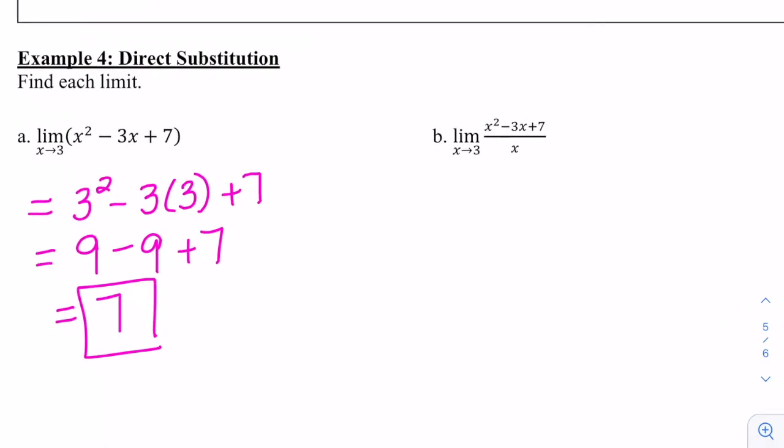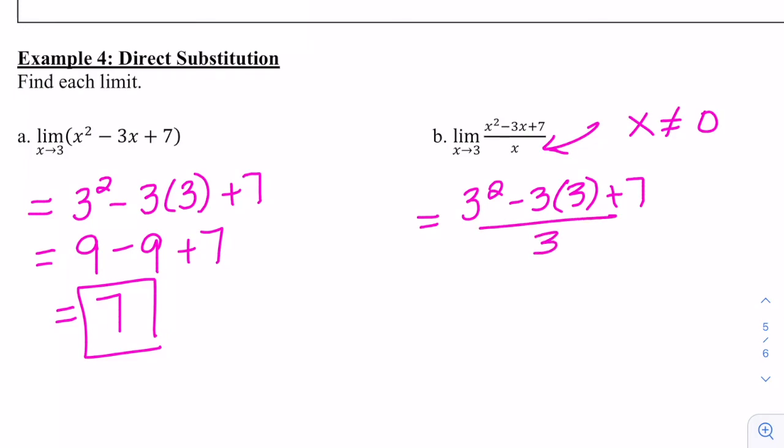For b, we have a rational function, and we can see from the denominator that x cannot equal 0. And it's good because we're looking for the limit as x approaches 3. So we can just substitute here. So 3 squared minus 3 times 3 plus 7 over 3. And remember, we just simplified that, so that'll be 7 over 3.